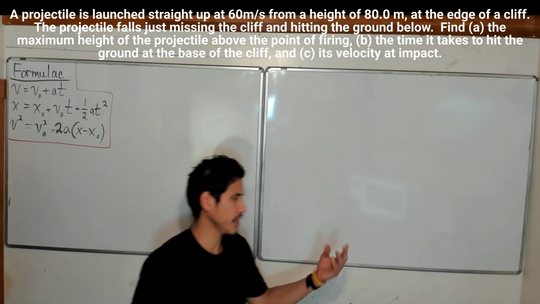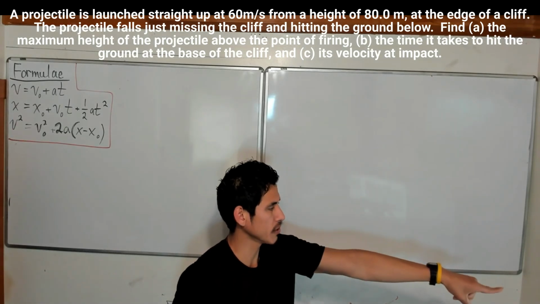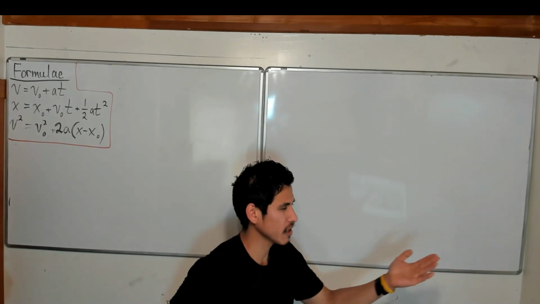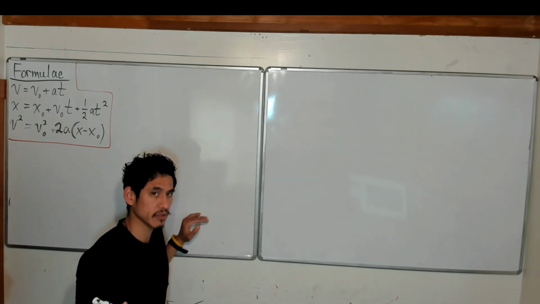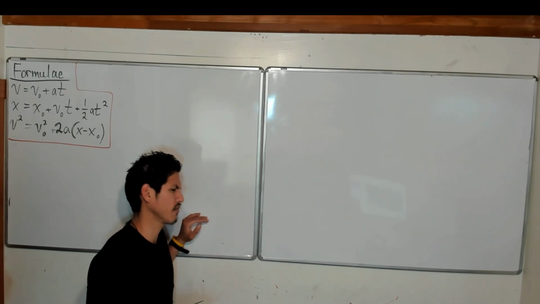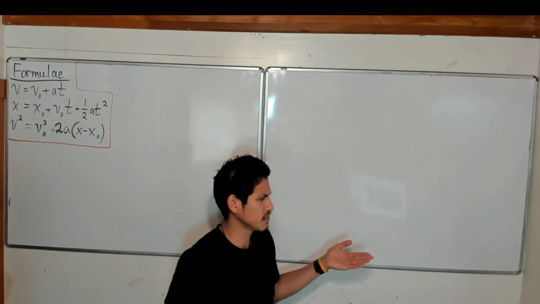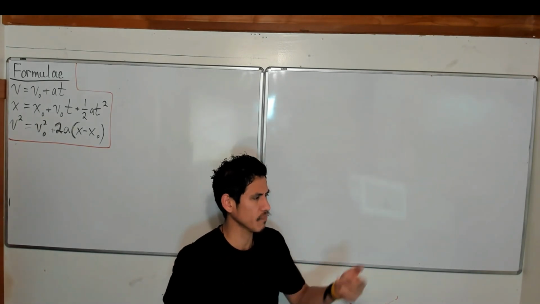Alright, in this problem we have to deal with this projectile. It's launched straight up at 60 meters per second from a height of 80 meters at the edge of a sheer cliff. The projectile falls just missing the cliff and hitting the ground below.